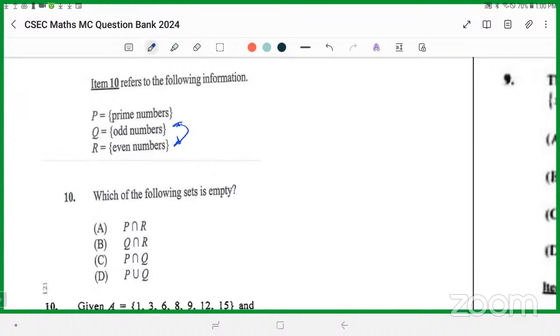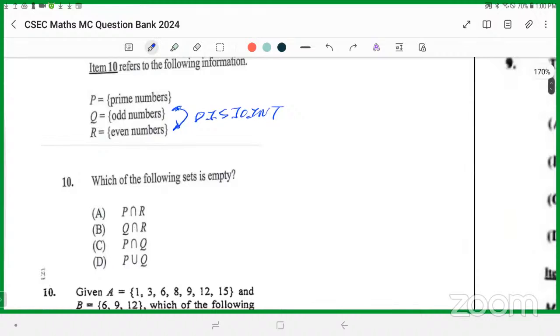None of them is the same. No odd number is the same as an even number. So this will be a disjoint set. That is what we call disjoint. They'll be in two separate sets. And so the one that will be empty is the intersection between odd numbers and even numbers. There's no odd number that is even. So it's Q intersect R.